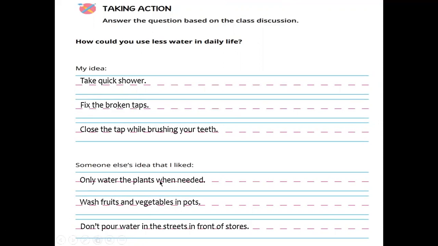Only water the plants when needed. Also, we should wash fruits and vegetables in pots. This also saves water. The last one, don't pour water in the streets in front of the stores.